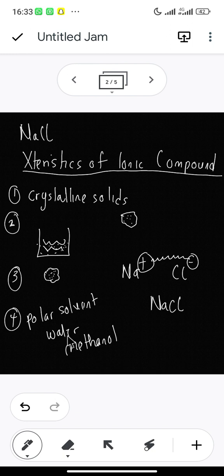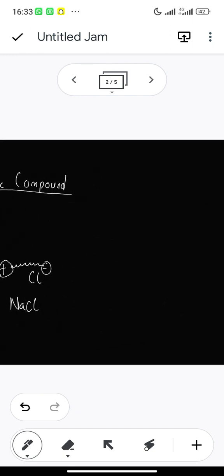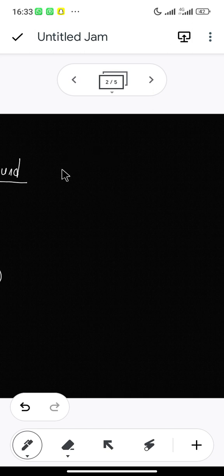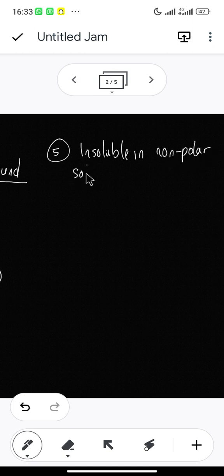We go to the fifth characteristic. The fifth characteristic is that since they are soluble in polar solvents, they are insoluble in non-polar solvents. An example of a non-polar solvent is benzene and toluene. Maybe in the next video we'll talk about polar solvents and non-polar solvents.